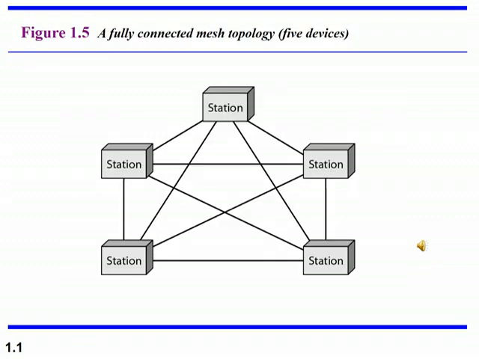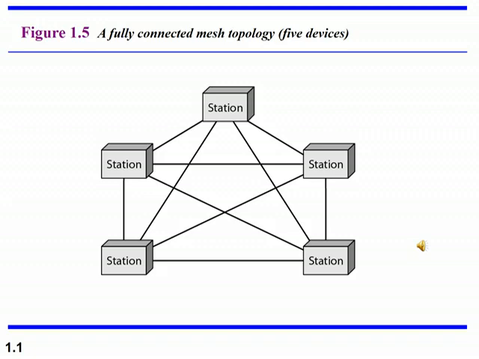The next one is the fully connected mesh topology. In this case, there are 5 data communication stations. All the stations are joined to each other in a mesh. So all the stations are connected to each other. That's the connection arrangement, the configuration arrangement. The 5 devices are displayed. Mesh topology means that all the stations can communicate with each other.